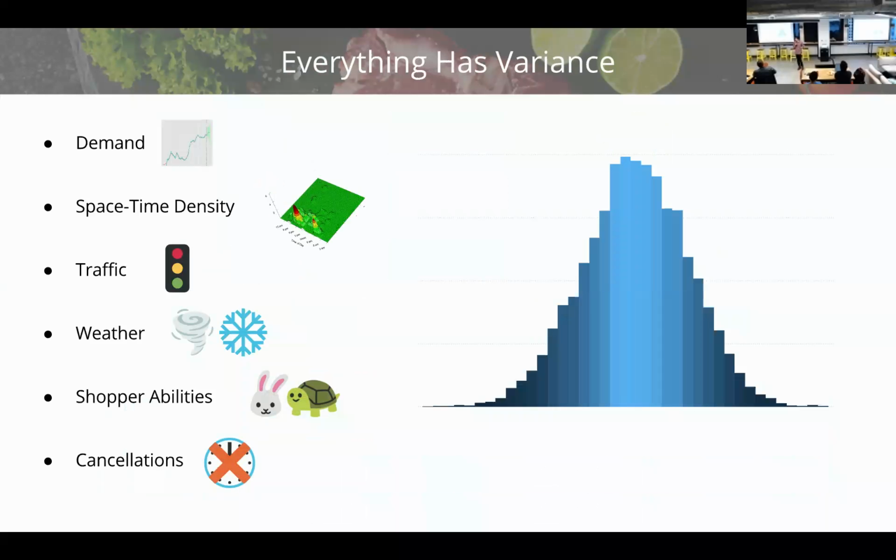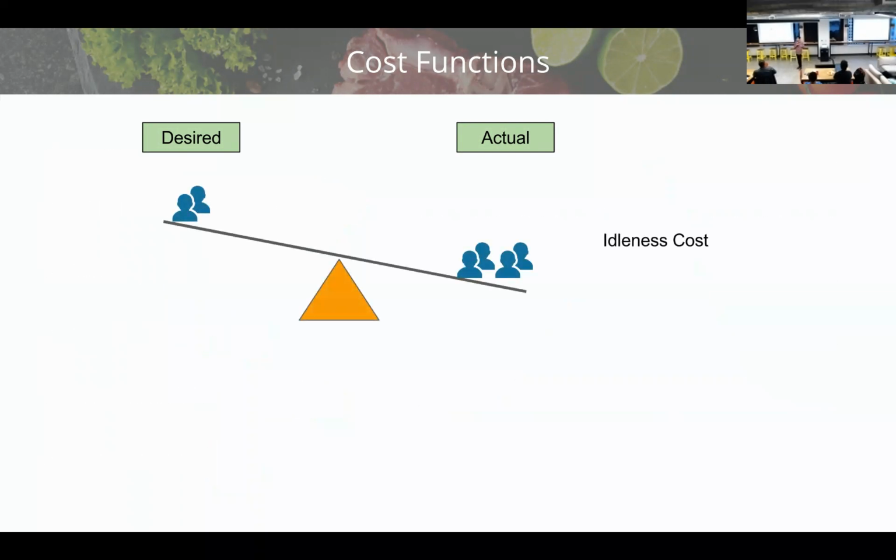And everything has variance. The demand has variance, not just in terms of the number of orders we get on a day-to-day basis, but also in the space and time density of these orders. Traffic affects our fulfillment times quite a bit. Weather, of course. The shopper abilities are very different. And there's also cancellations on the day of that needs to be accounted for. And because of the variance, we need to account for it somehow, and we need to define some cost functions to account for the variance.